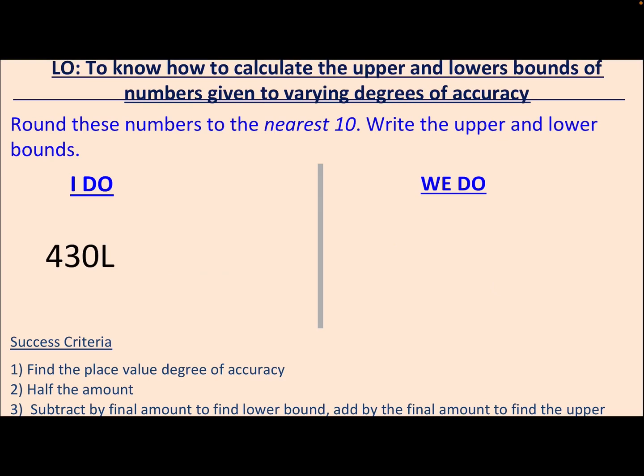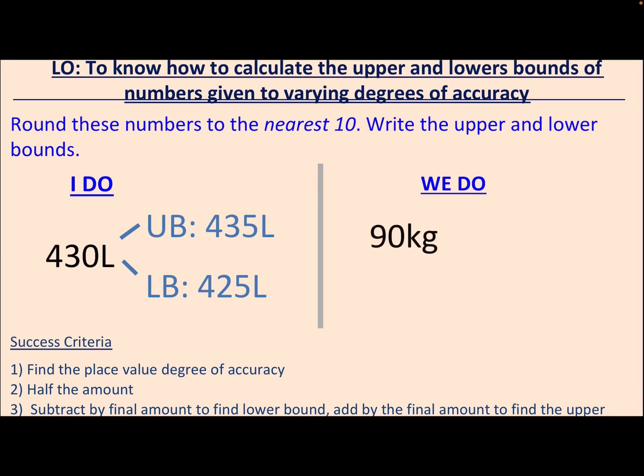So the I do, well, it's to the nearest 10, so we know the place value for the degree of accuracy is 10. We need to half that amount, so that gives us 5. So our upper bound must be 435 litres and our lower bound 425 litres. So I want you now to try the redo.